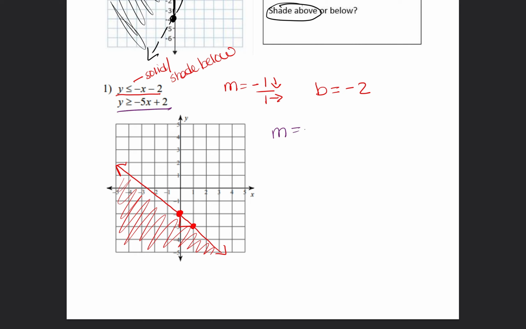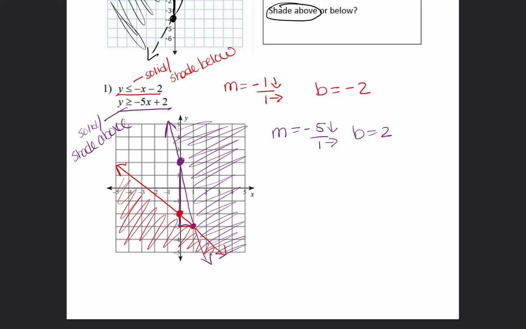Now I'm going to do my next one. My m is going to be -5, which is -5 over 1. My b is going to be 2. So then I'm going to go down and right. This is going to be solid. It's greater than, so I'm going to shade above. So I'm at +2. I'm going to go down 5, right 1. I'm going to connect them. And then I'm going to shade above. Now the actual answer is wanting to know where all the colors touch. They touch right here, and that's going to be my solution set.